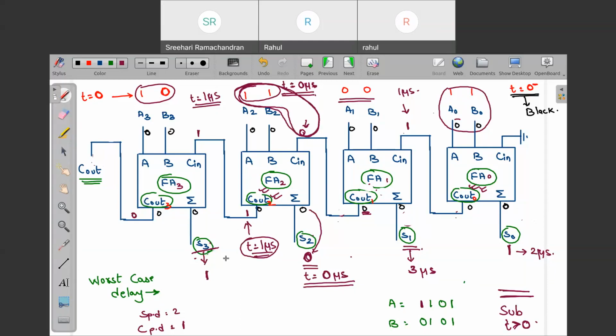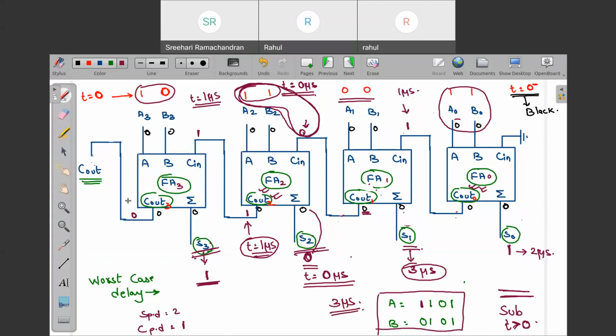So now look, for this particular question, your propagation delay: you can see all the outputs S3, S2, S1 and S0 have been generated within 3 microseconds. So for this particular question, your answer will be 3 microseconds. Why? Because all the full adders were not suffering from delay, as the inputs of all the full adders were not making a transition, and when there is no transition, propagation delay will not happen.